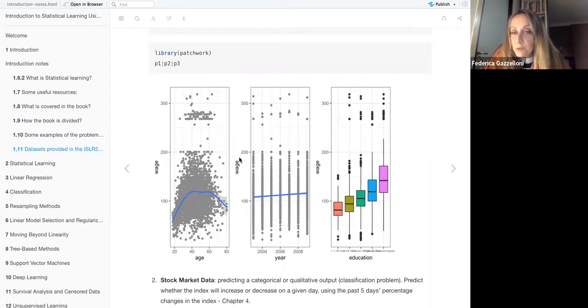And then it compares this type of visualization with a different one. When we want to see how the wages changed within the years, from 2004 to 2008 we see a slightly steady increase. And then finally, if we compare wage with the level of education, we clearly see that the highest level of education is where the wage is highest.